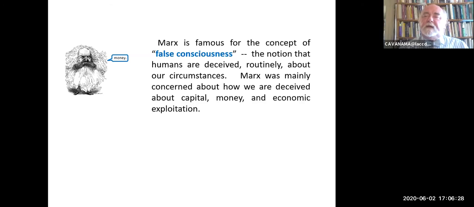Marx, however, had a fairly narrow focus. He was worried about money. We are deceived about capital, about money, about economic exploitation.